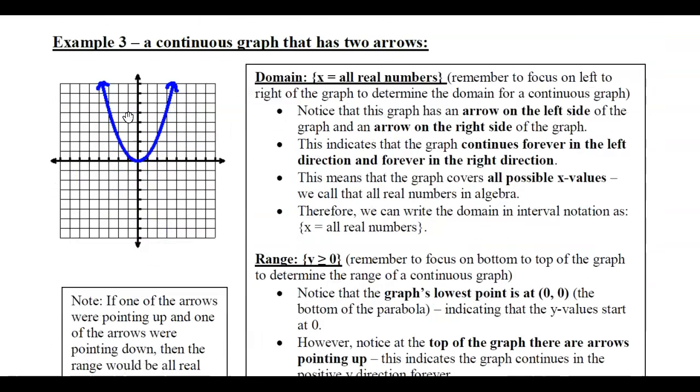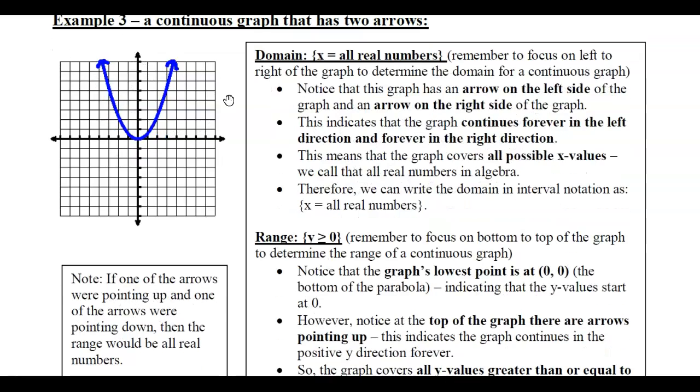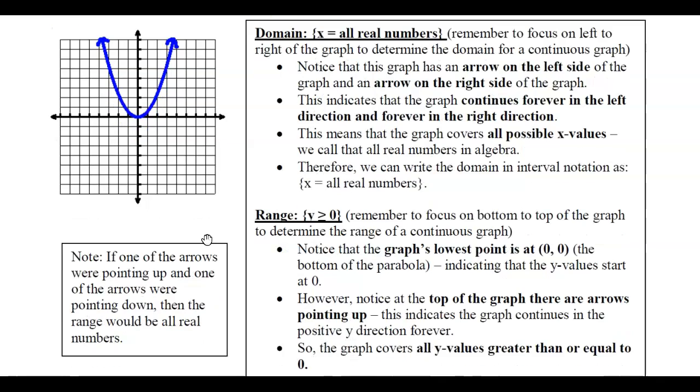Sometimes a continuous graph may have two arrows. In this case, my domain, as long as it's continuous, is all reals. Again, focusing on left to right. Arrow left is going up, arrow right is going up. Both are continuing in opposing directions. So this indicates that the graph continues in the left direction forever and in the right direction forever. That means every possible value of x exists. So you can write x equals all reals. You could write -infinity to infinity.